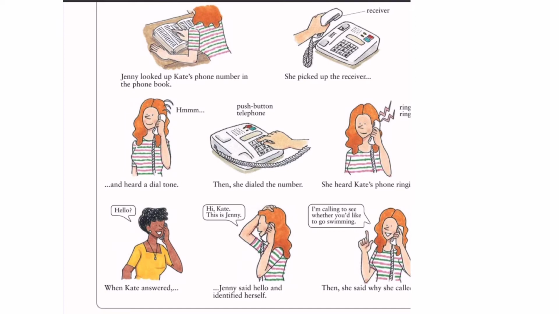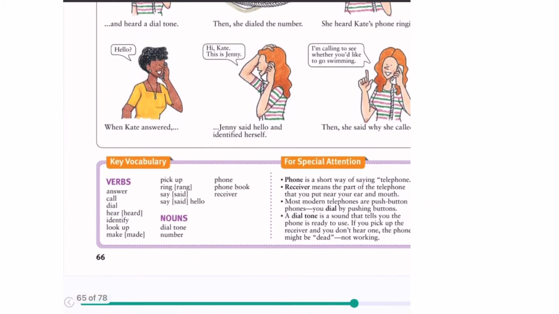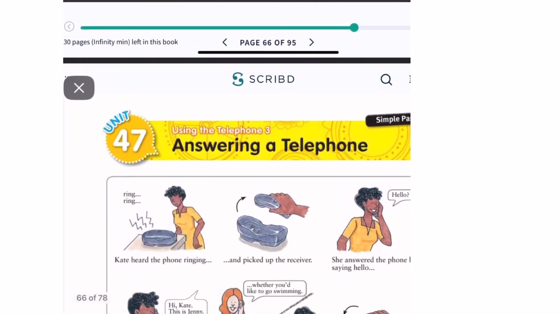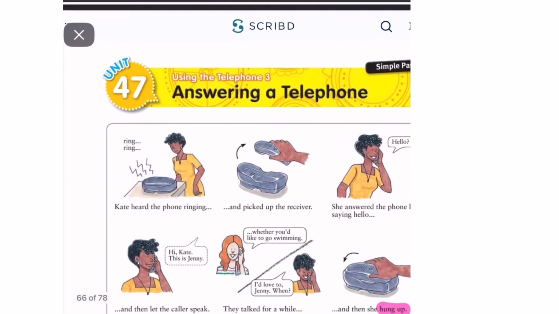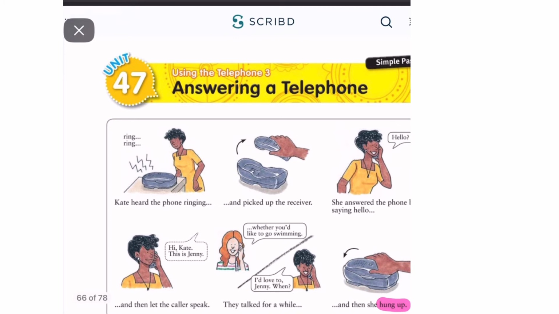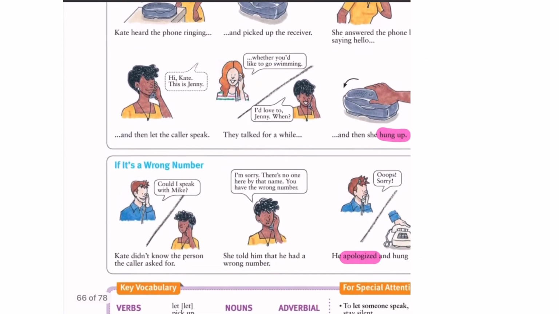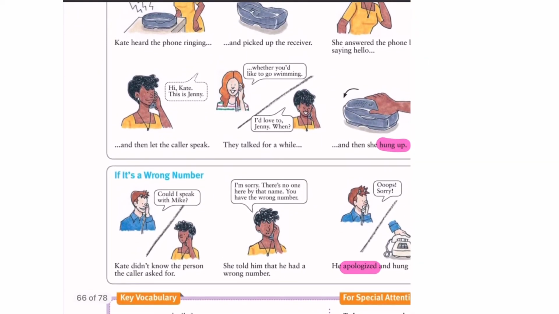Unit 47. Using the telephone 3. Answering a telephone. Kate heard the phone ringing and picked up the receiver. She answered the phone by saying hello, Hello? and then let the caller speak. Hi, Kate. This is Jenny. They talked for a while.